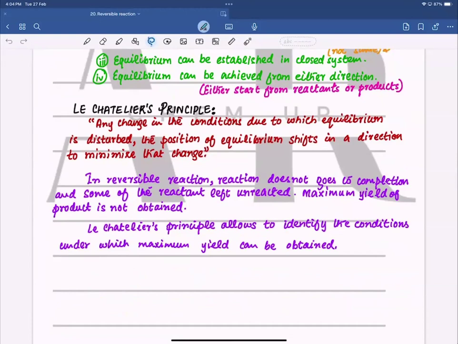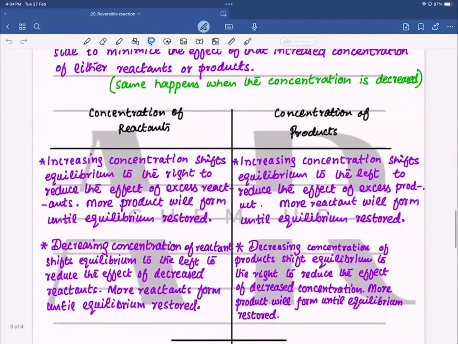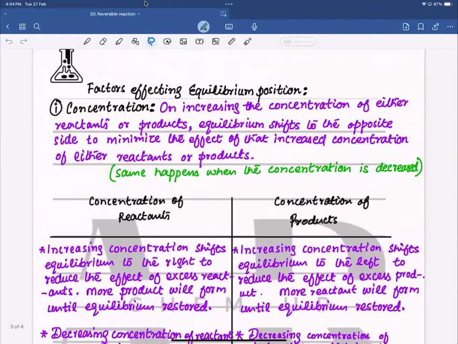So remember this concept that for a reversible reaction, if there is any change that occurs, according to Le Chatelier's principle, our reaction proceeds either in the forward direction or the backward direction, but the objective of proceeding in either direction is to minimize that change. For example, we ended the class where we discussed concentration.